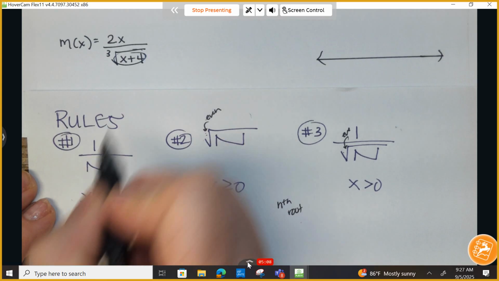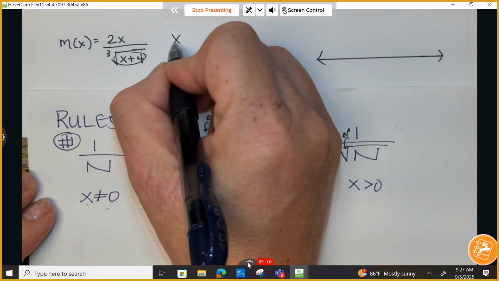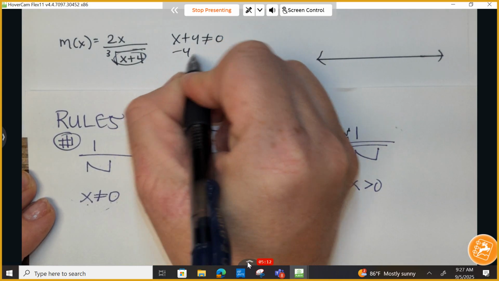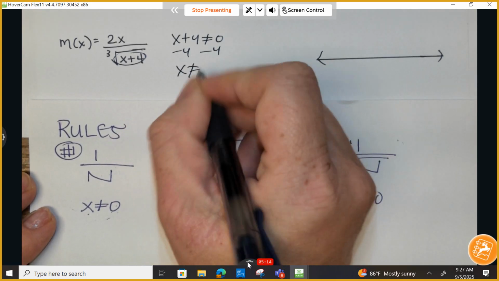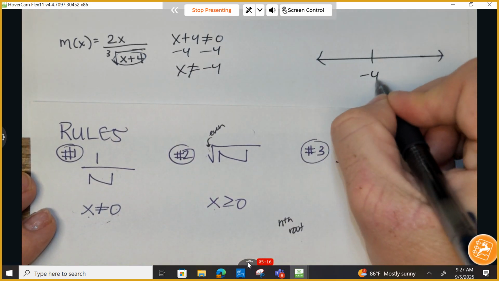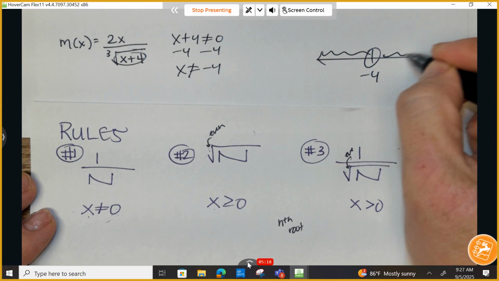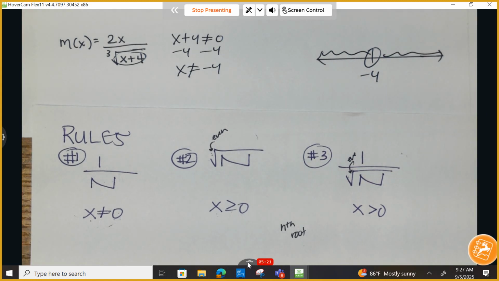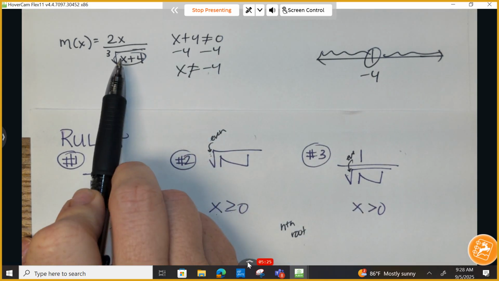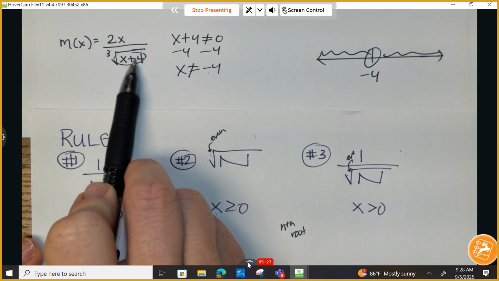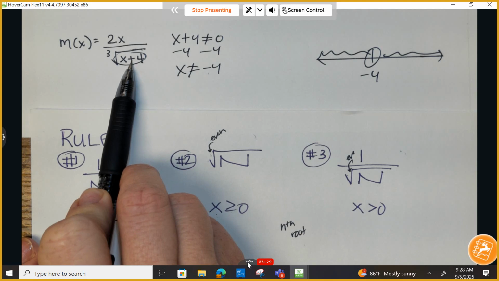So now I know that this portion cannot equal 0. So x plus 4 cannot equal 0. I'm subtracting 4 from both sides. X cannot equal negative 4. It can be any other number except for negative 4. Just as a quick review, you can have 0 in the numerator, you just can never have it in the denominator. So if we plugged in a negative 4, negative 4 plus 4 is 0, the cube root of 0 is still 0, and we would be in trouble.